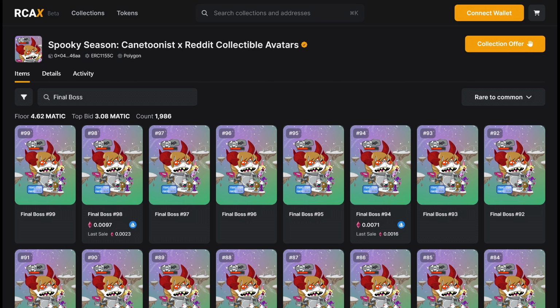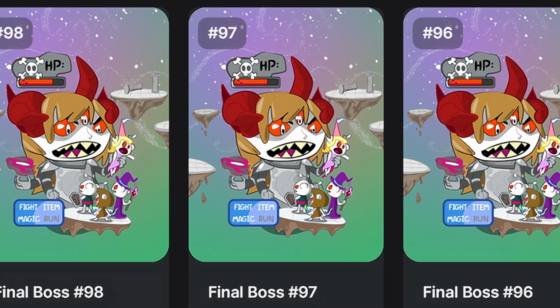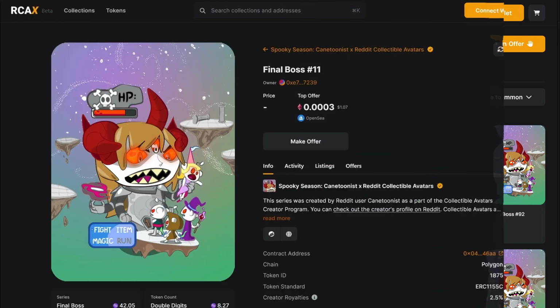Each piece has a unique token ID and mint number. Some people value certain mint numbers over others. You can see here, Final Boss mint number 99, Final Boss mint number 98, Final Boss mint number 97, etc. These are still unique. You could consider these to be like limited edition digital prints, numbered and signed by the artist. For example, there were 300 Final Boss RCAs made in Gen 2, but there will only ever be one Final Boss number 11.